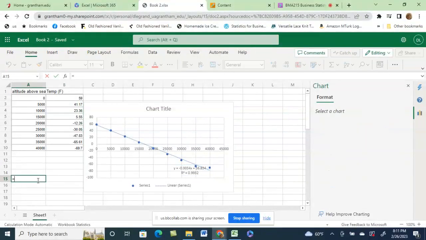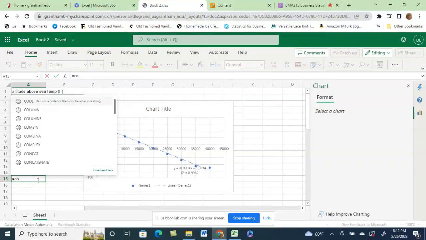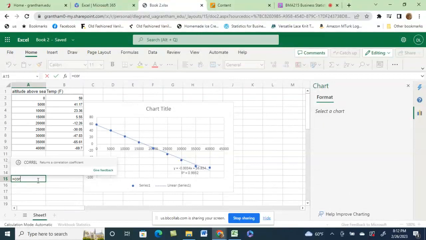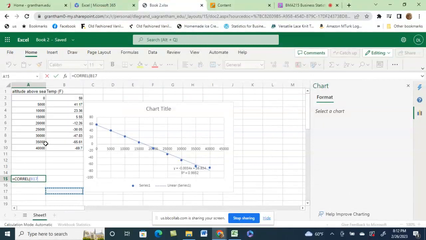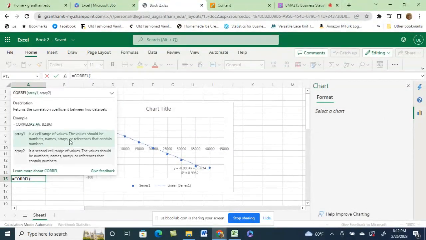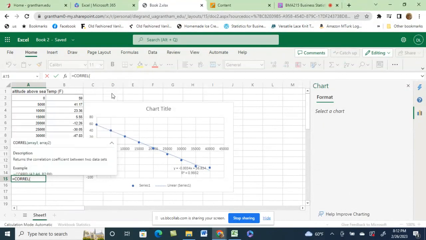So does a command work? CORREL? Well, I hadn't tried it yet. I didn't know that command, so. Okay, that's fine. Yeah, it does. CORREL, and then you pick. Select the data in both columns.